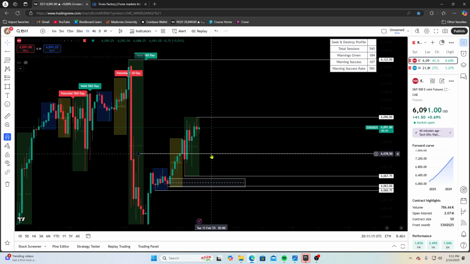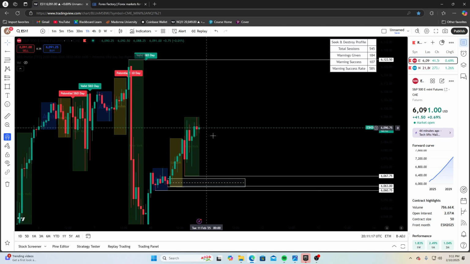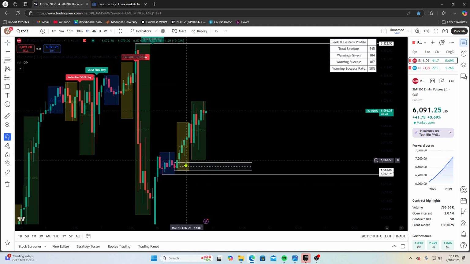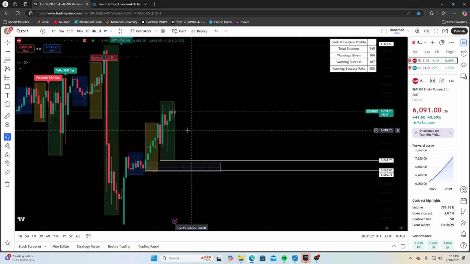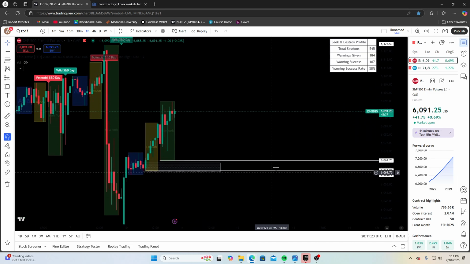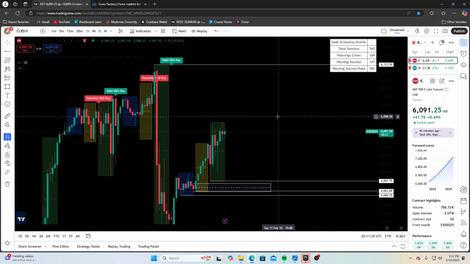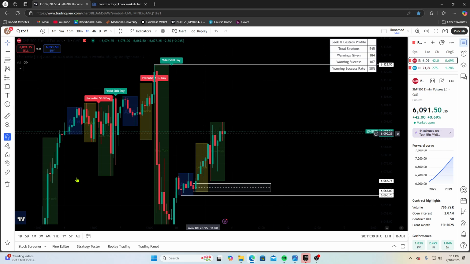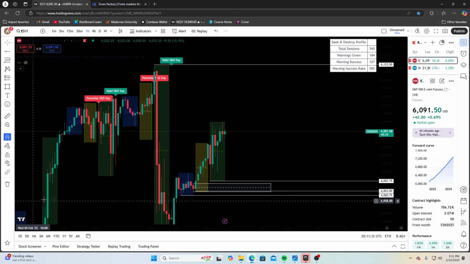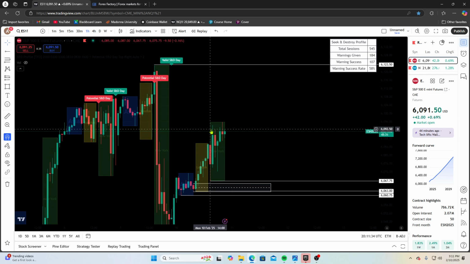Could set up for a nice seek and destroy day tomorrow with all these. We have New York low, we have London low, and then Asia low right here. So could chop up here a little bit and then get a really aggressive move down and move up tomorrow. But we'll see. But that's it for today. No trades. That's going to probably be a fairly common theme this week with just how much news there is.